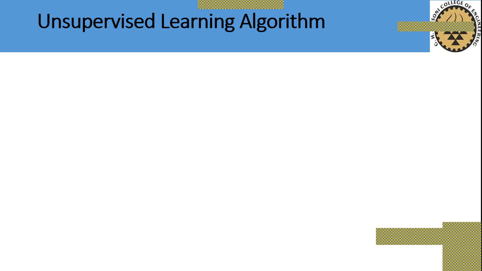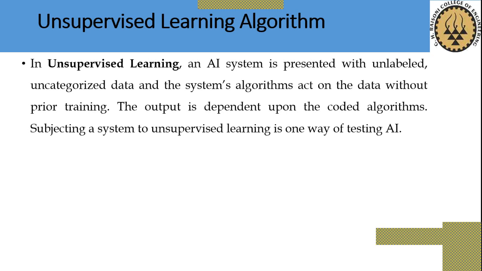Go to the next. What is the unsupervised learning algorithm? In unsupervised learning, the AI system is presented with unlabeled data, whereas in supervised learning we are providing labeled data. It is also uncategorized data, and the system algorithm acts on the data without prior training. The output depends upon the coded algorithm. Subjecting a system to unsupervised learning is one way of testing AI.